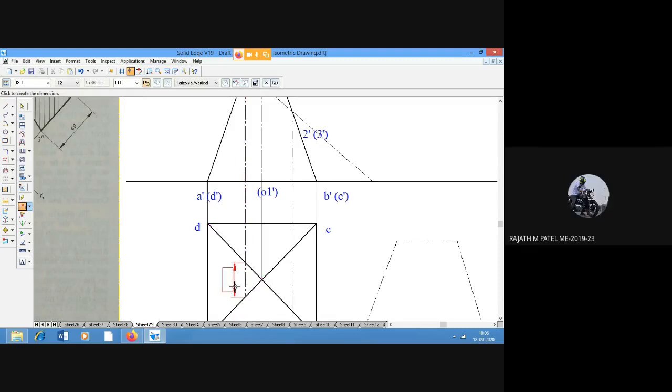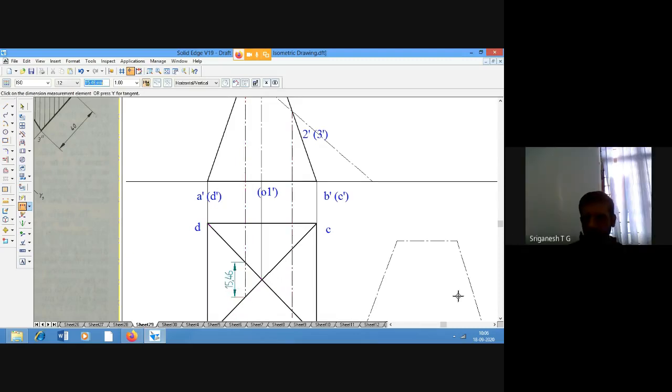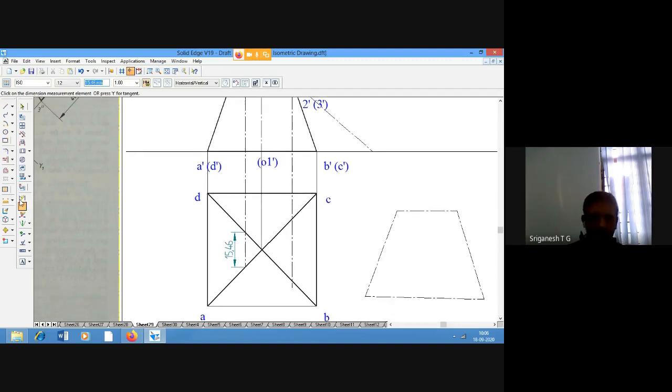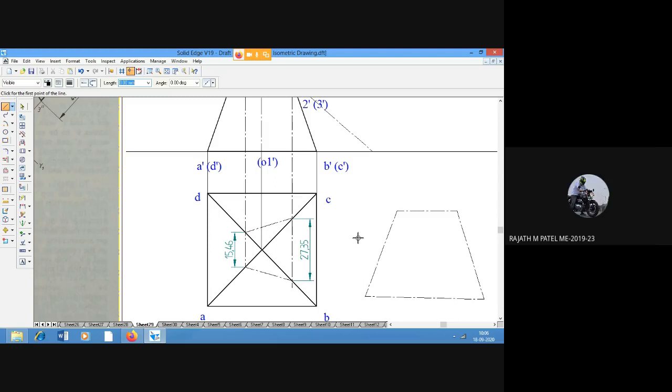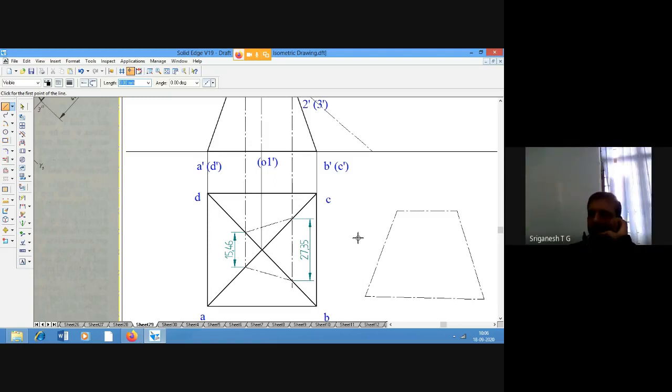So the pyramid height is 70, sir. Yeah, pyramid height is 70. So now if I keep this as 20 and 40, and if I join it over here, what am I getting? Trapezium. That is the condition, no? But the thing is that I should get 20 here and I should get 40 here.